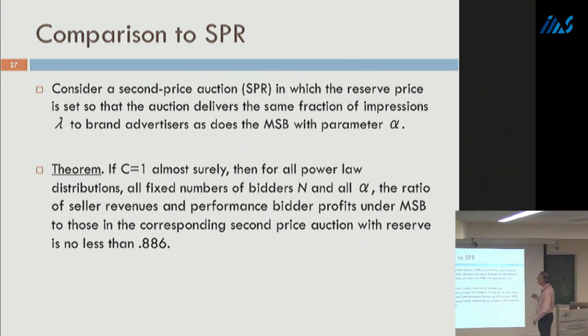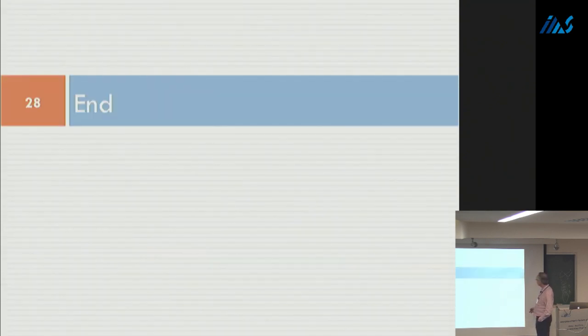Okay? So if there's no variation in consumer quality and there's no adverse selection in the second price auction, then for all power law distributions, all fixed numbers of bidders N and all alpha, the ratio of seller revenues and performance bidder profits under the modified second bid to those in the optimal second bid auction with the reserve is no less than 0.886, which comes from a gamma function calculation. But you can solve the minimization problem and find the performance. So this is saying that if there weren't any problem with adverse selection, we still get the lion's share of the value out of this auction that we would have gotten from an optimal auction, which is a second bid auction with reserve. Okay, and I think that's pretty much what I got.